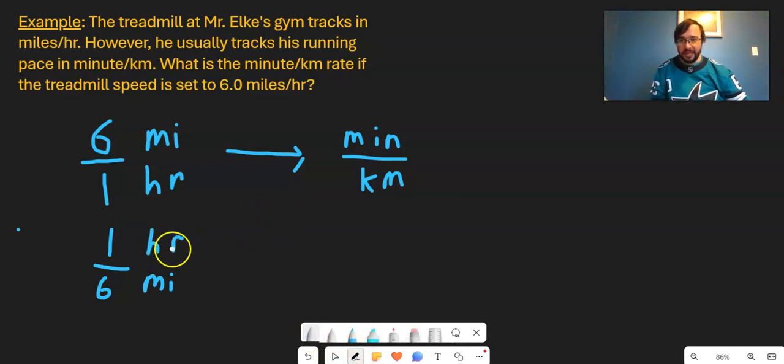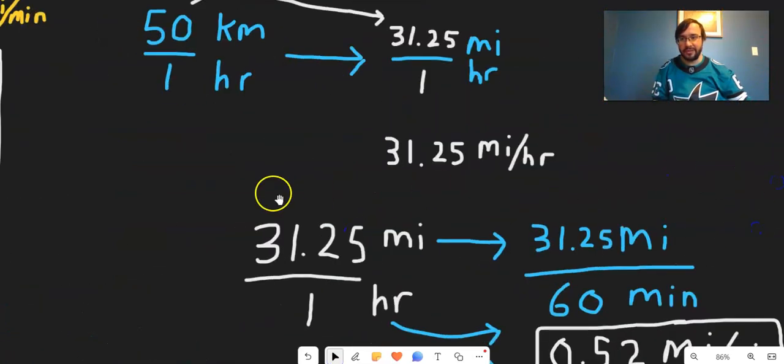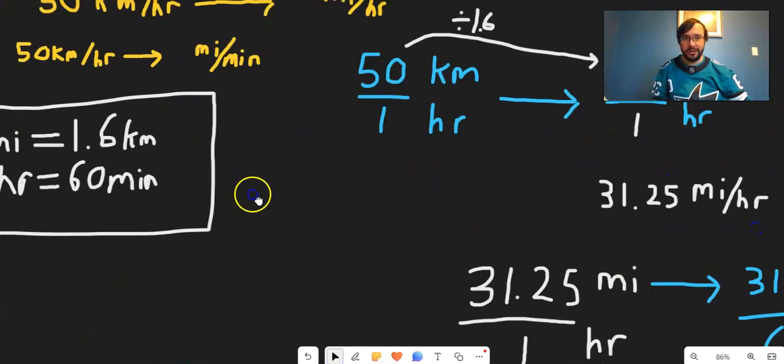So now we need to go from hours to minutes. So once again, we're going to the smaller unit, so we are going to expect to multiply this time. So 1 hour times 60 minutes. And in the denominator, we're going from miles to kilometers, and we're going to expect to have more kilometers because miles is a larger unit. So this one was 1.6. If you're wondering where I'm getting these numbers from, these are just from the conversions from earlier. Right there. There you go. And let's work this out.